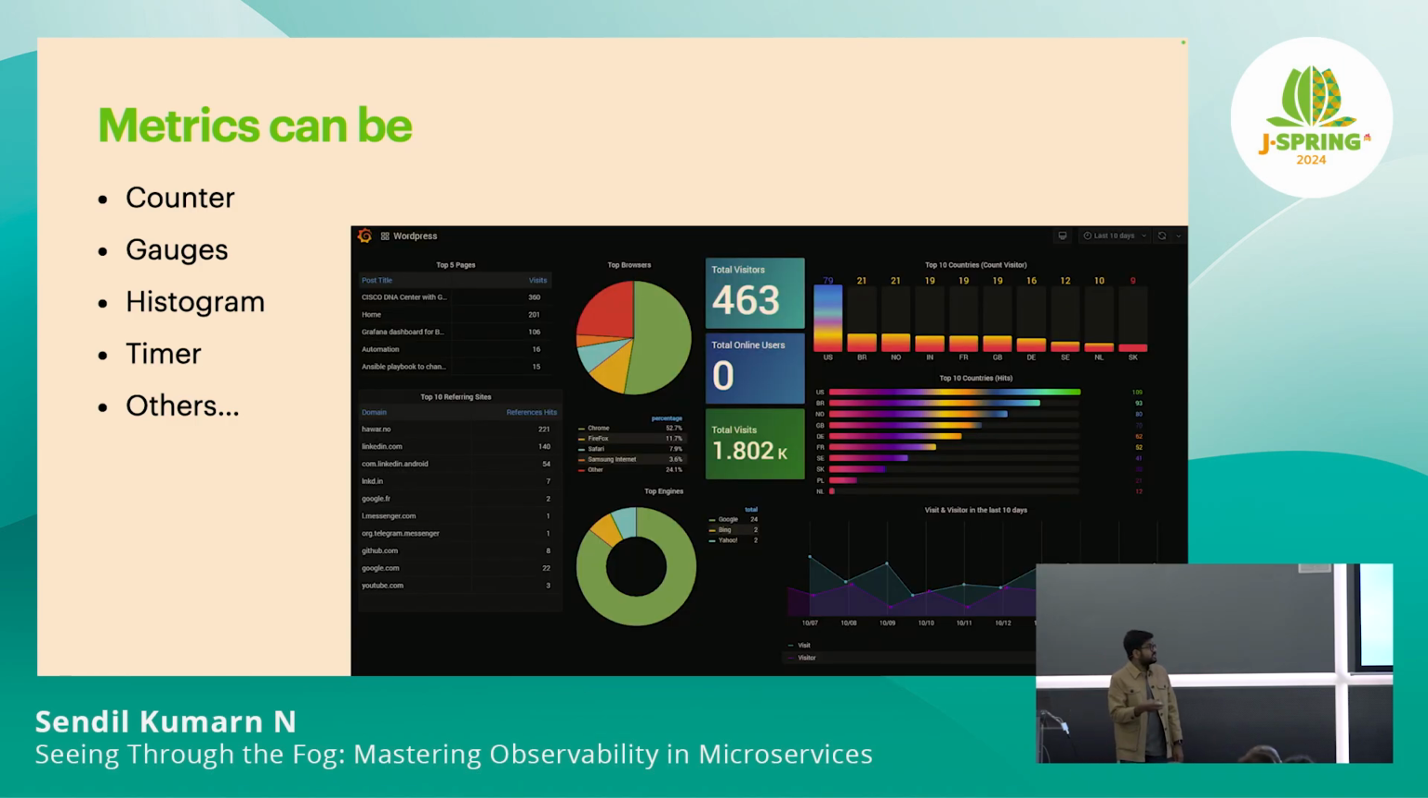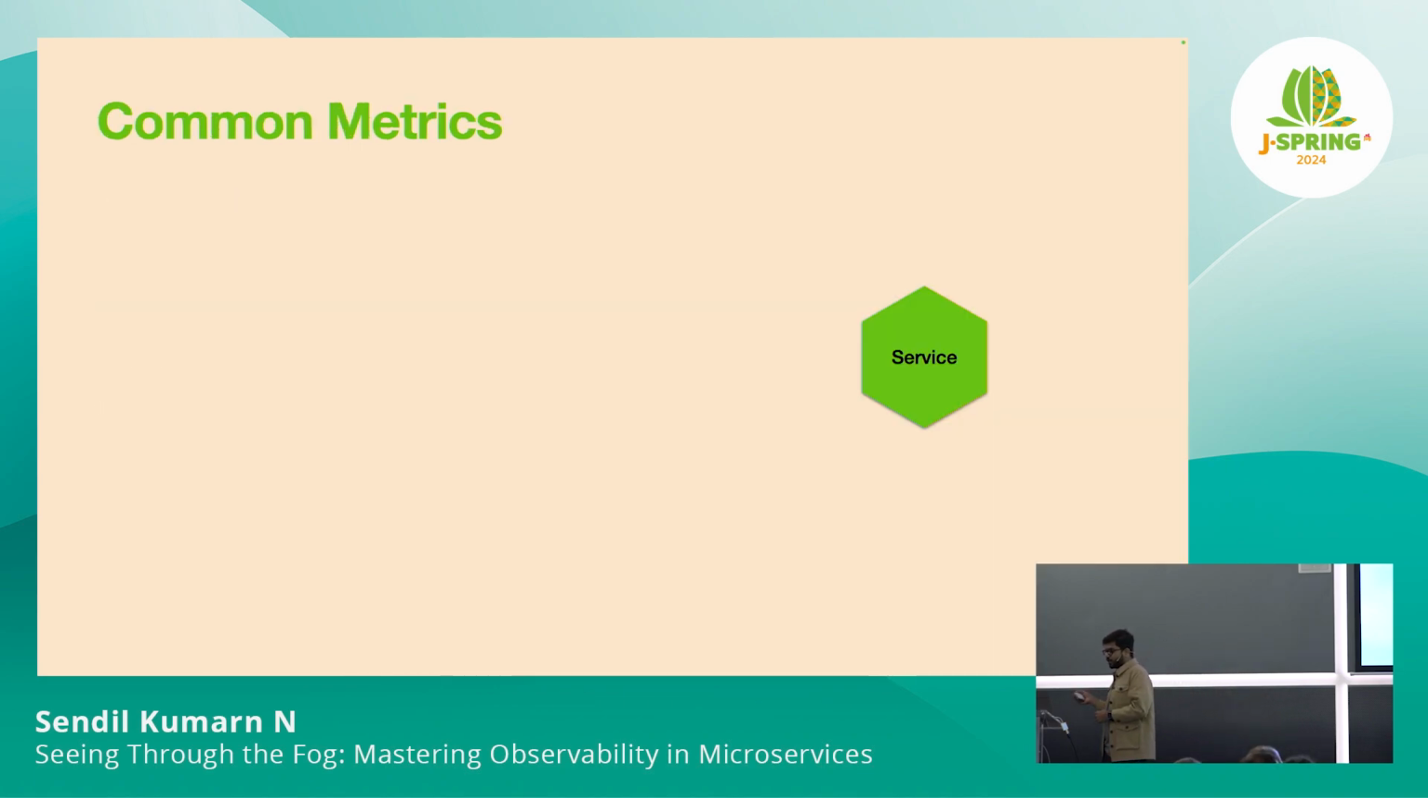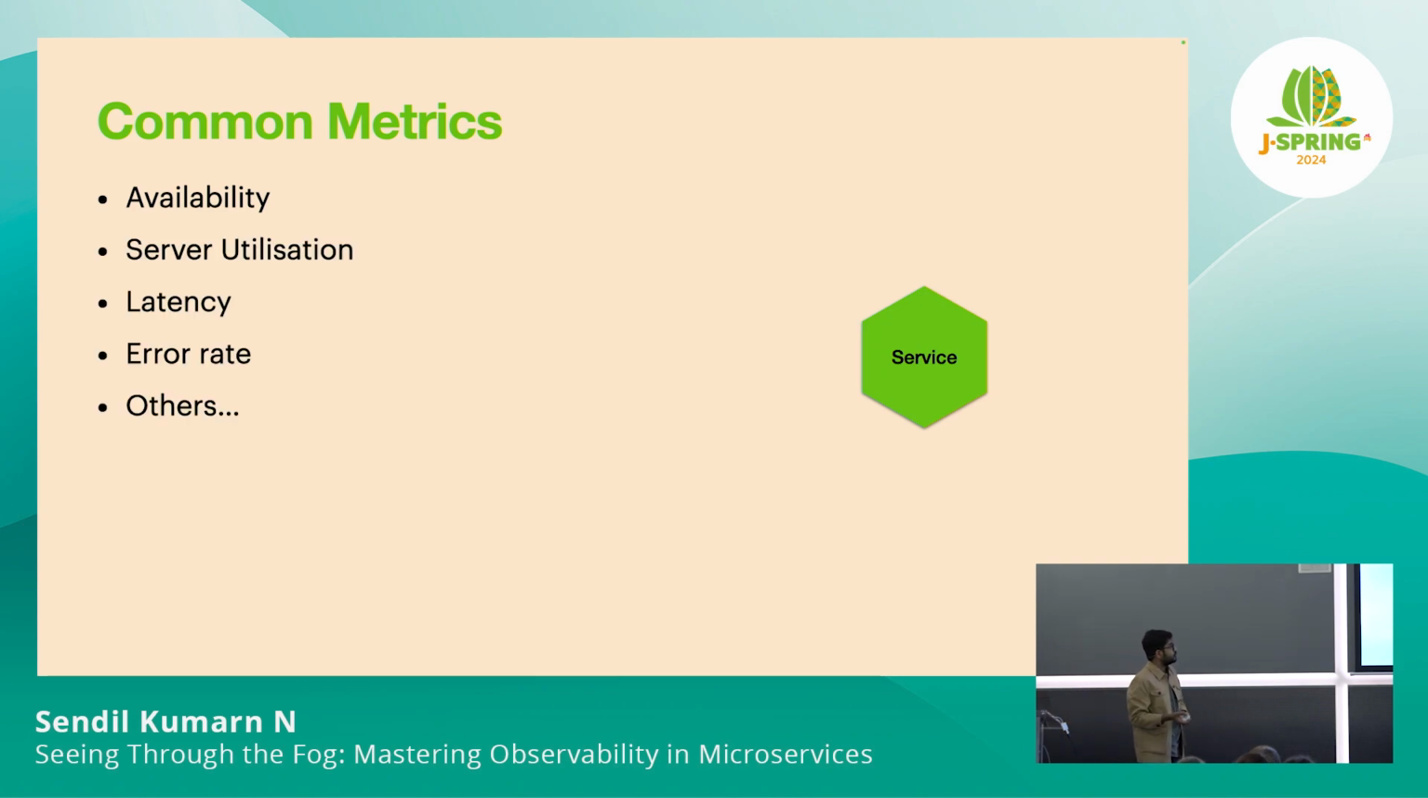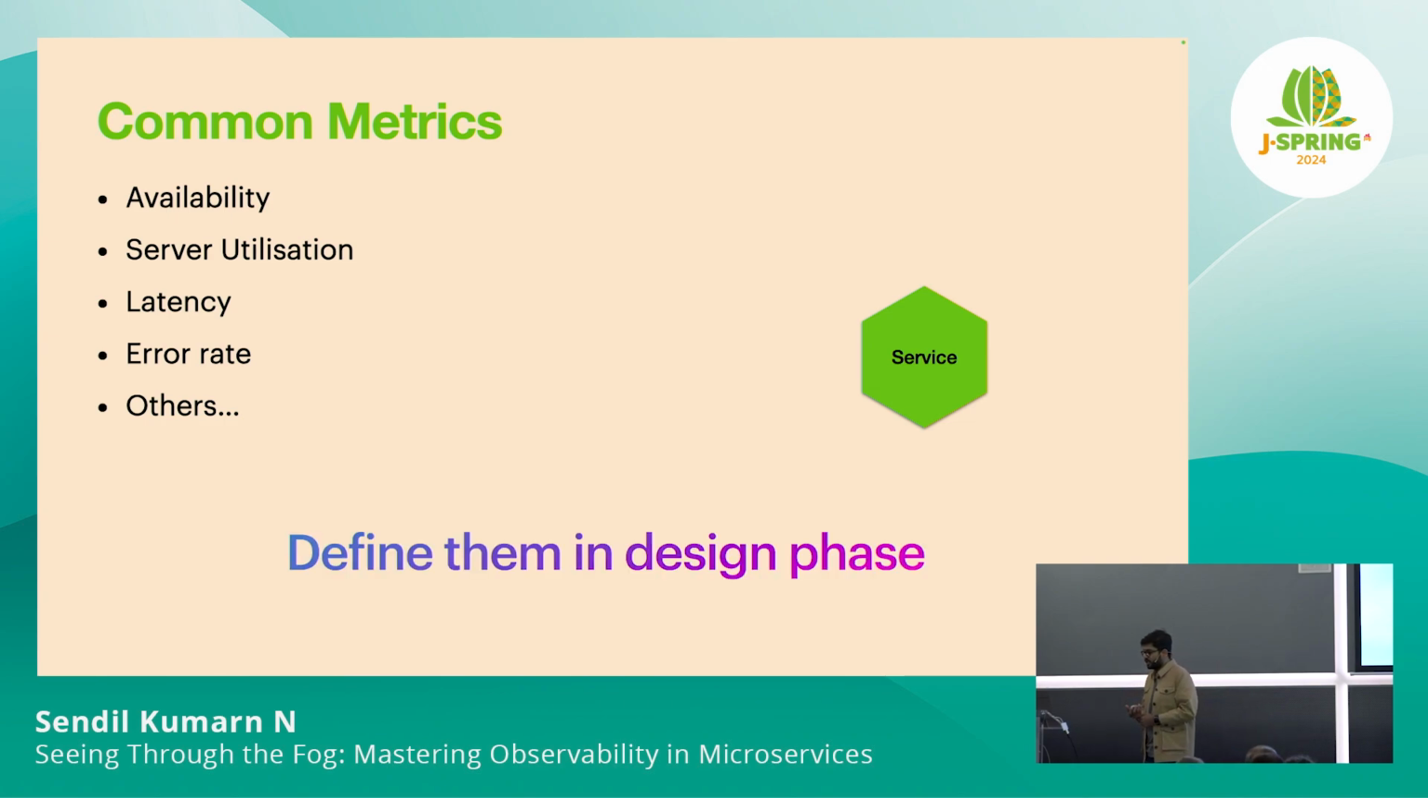And you always pair metrics with Grafana. Grafana helps you visualize those metrics in a much better sense. And the common metrics that we can see are availability, server utilization, and the golden signals we have talked about, error rates, throughput, and all those things. They all encompass metrics.